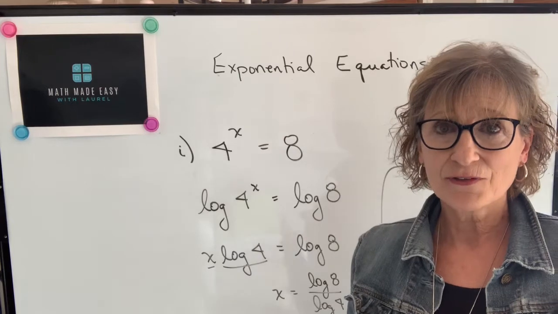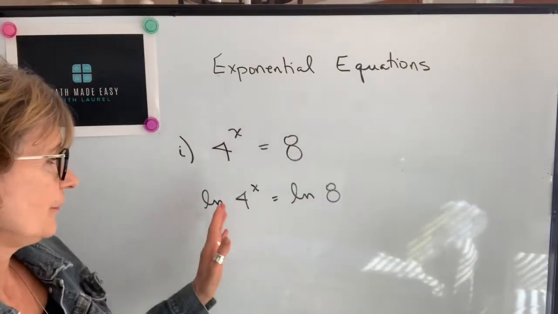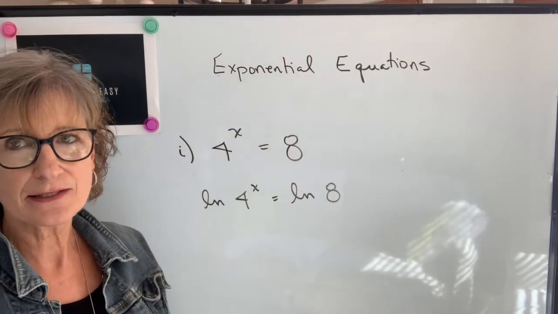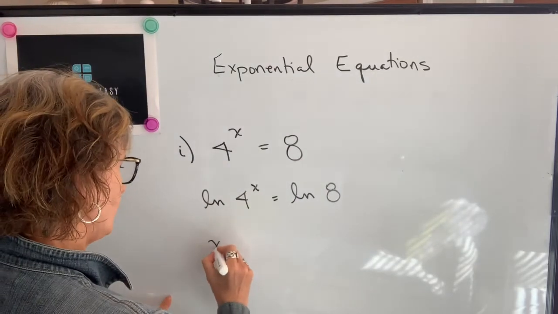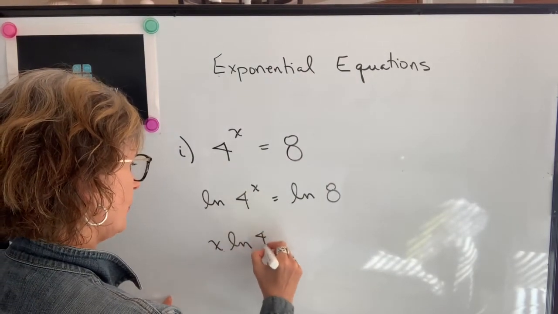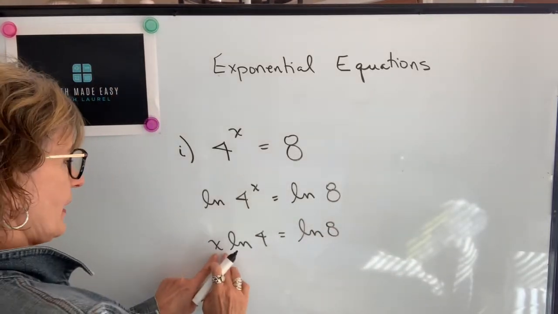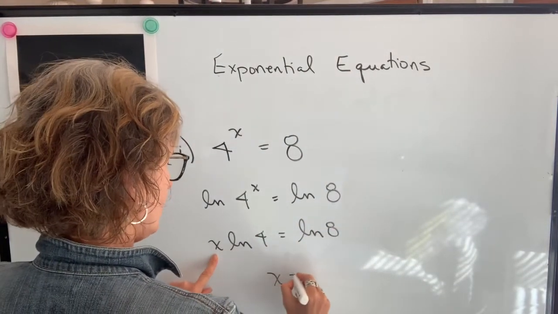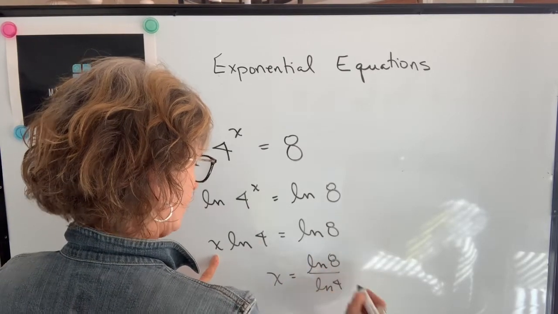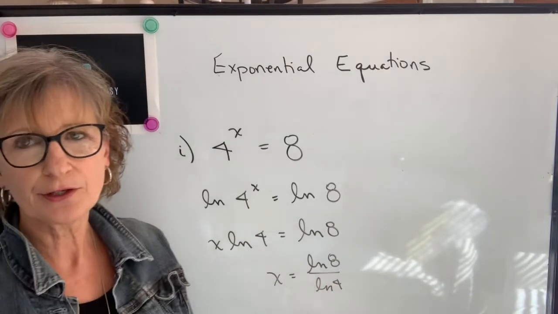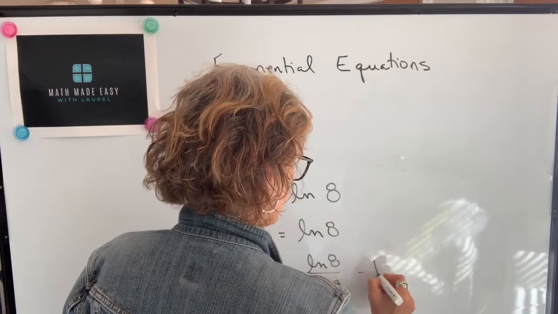Would I get the same result if I used base e logarithms? Let's check. So if I took the natural log of both sides, I can still use my third property of logarithms to bring this x out front. So that will be equivalent to x times the natural log of 4. Now I want to isolate for x, so I divide both sides by the natural log of 4. And if you punch that into your calculator, natural log of 8, divide by natural log of 4, you indeed will get the same result.